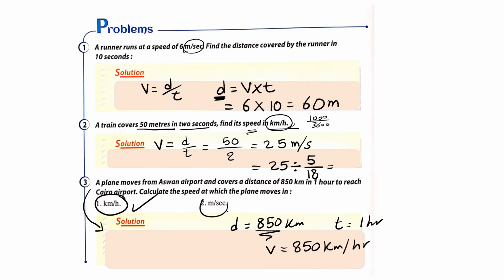The second one you wanted meter per second. So it will be from big to small. Yes. Wait, teacher, wait a second. From big, it will be times 1000.